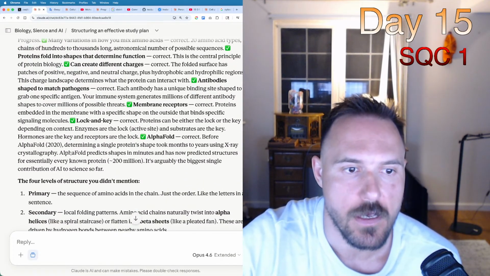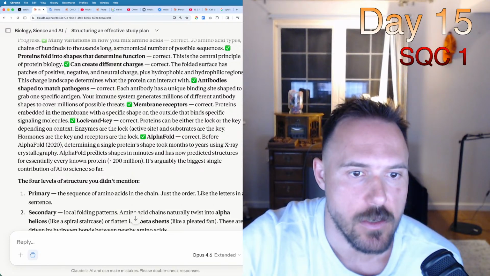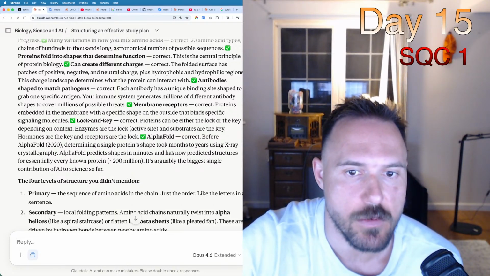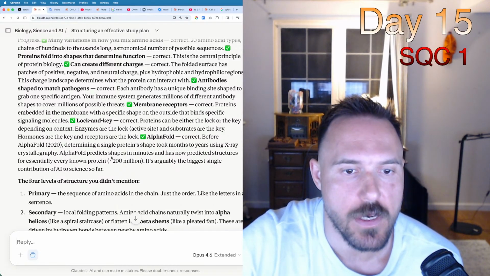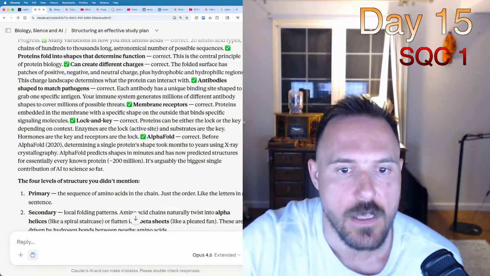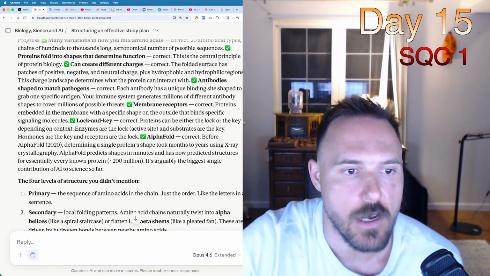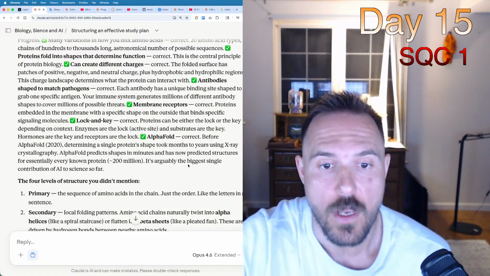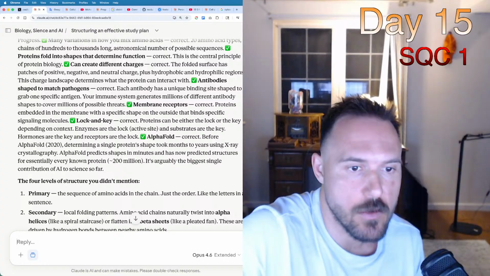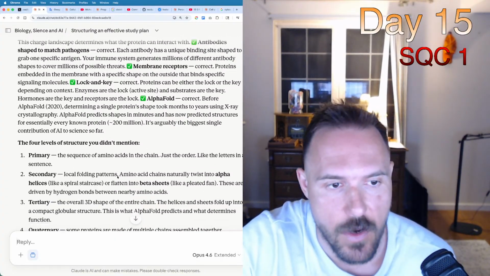AlphaFold, correct. Before AlphaFold in 2020, determining a single protein shape took months to years using X-ray crystallography. AlphaFold predicts shapes in minutes and has now predicted structures for essentially every known protein, 200 million. Wow, it's arguably the biggest single contribution of AI to science so far.